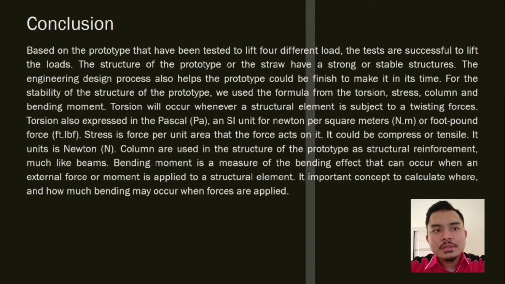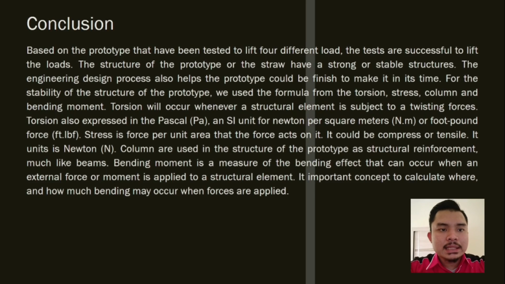Based on the prototypes that have been tested to lift our different loads, the tests are successful in lifting the loads, so the structure of the prototype made of straws has a strong and stable structure. The engineering design process also helped the prototype to be finished in time. For the stability of the structure of the prototype, we use the formulas from torsion stress, column, and bending moment. Torsion will occur whenever a structural element is subject to a twisting force.